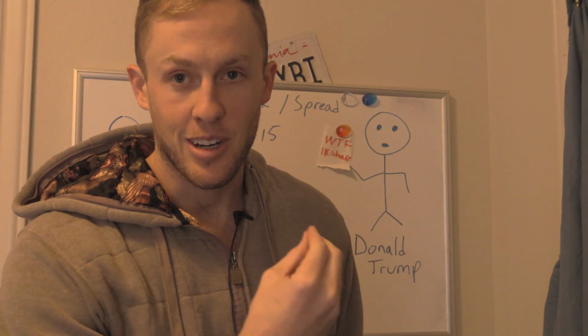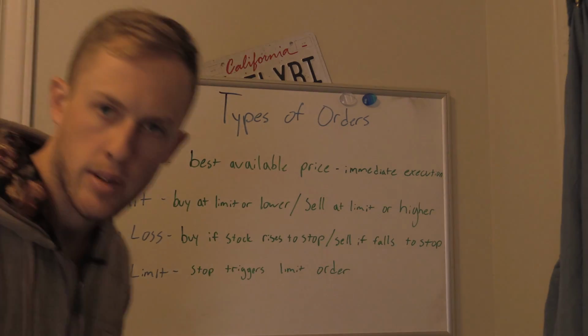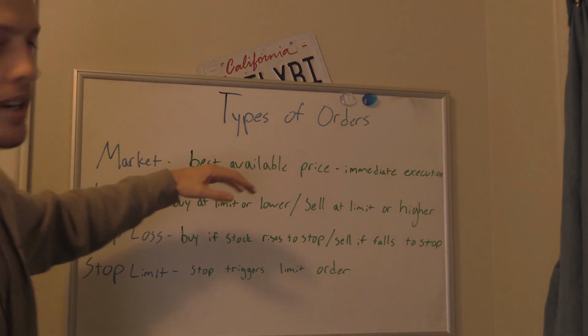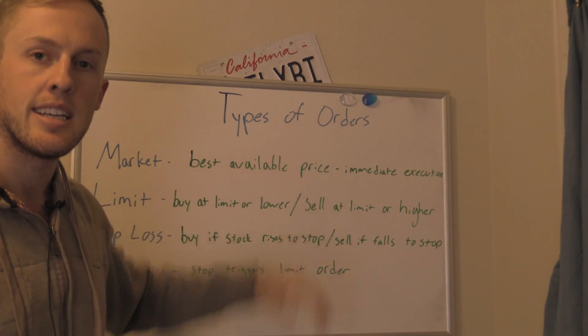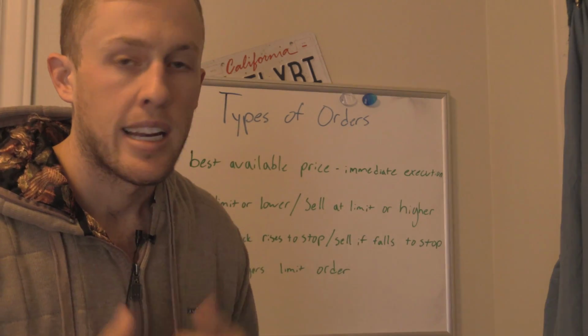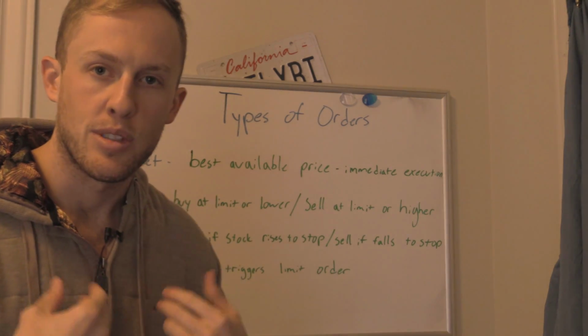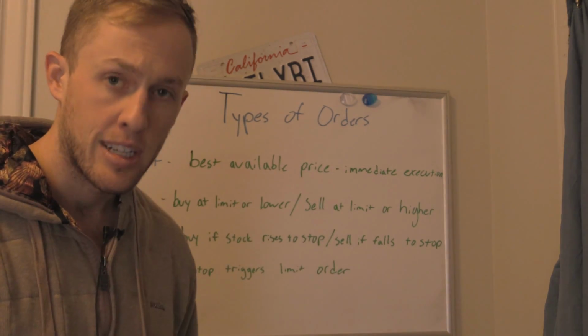Let's go ahead and talk about the types of orders you can do. There is a market order. My handwriting is terrible, sorry, but a market order activates at the best available price. It executes immediately. So if you click market in your trading account and place the order, it will buy at the best available asking price and sell at the best available bid price, and it will execute immediately. Do I do this?